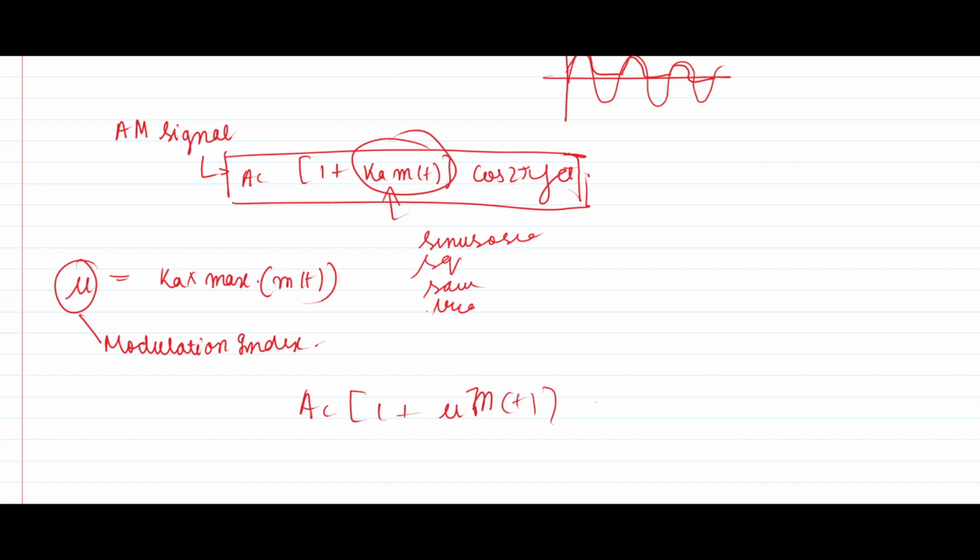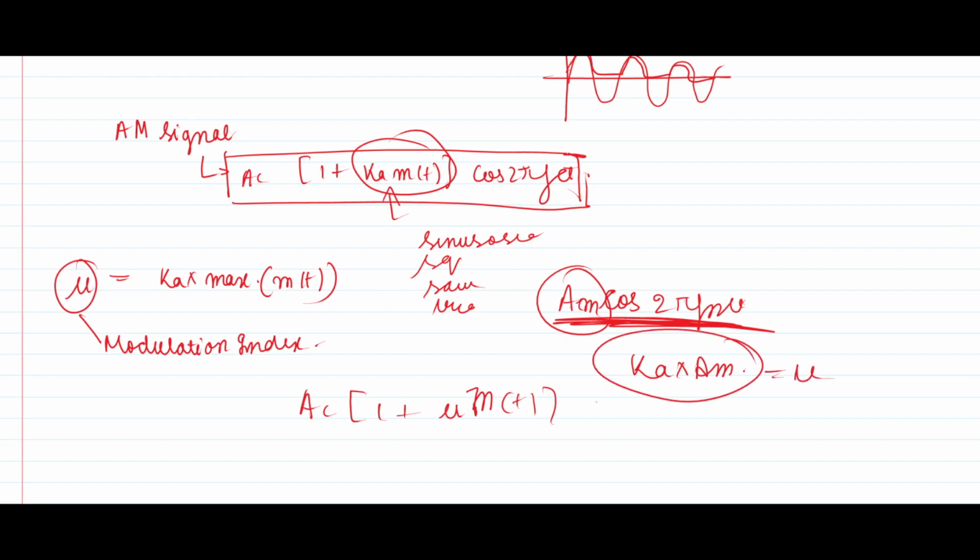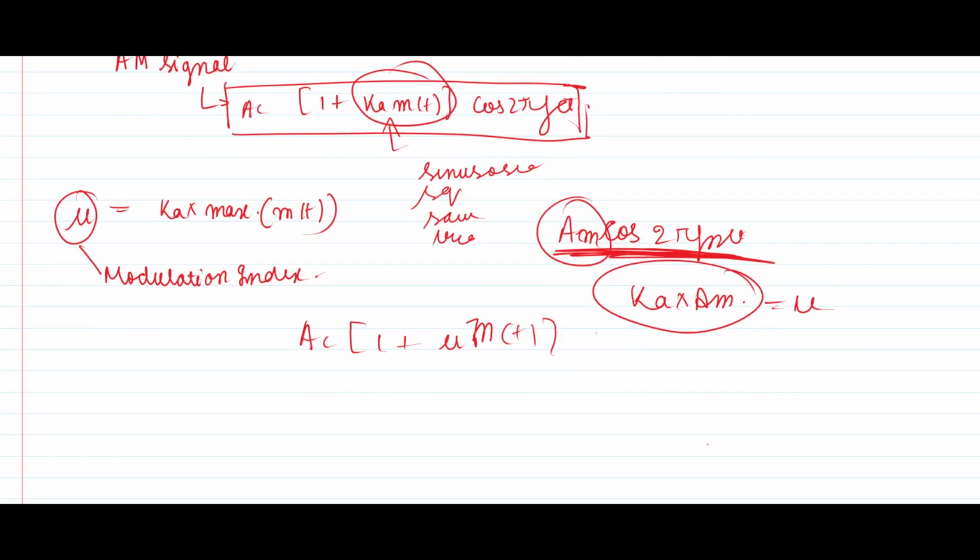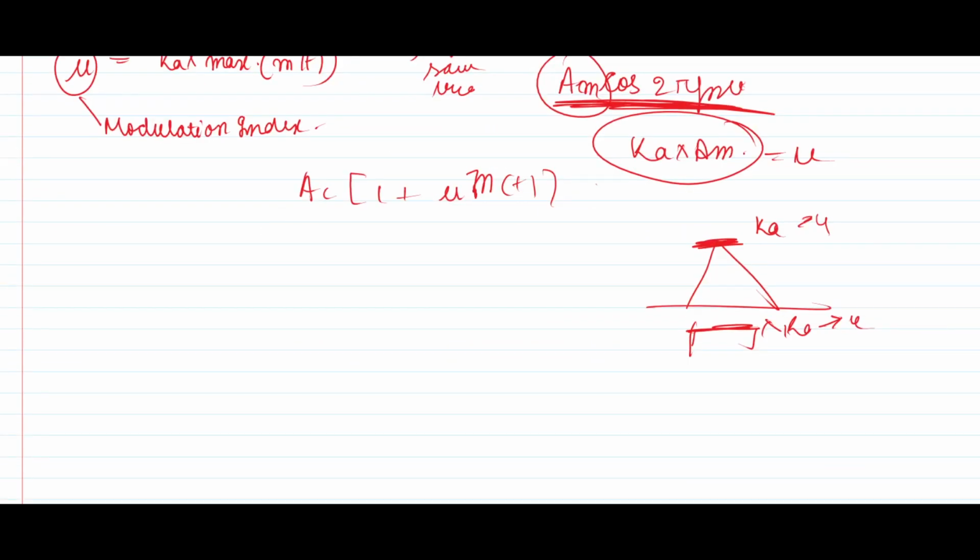So can you tell me what will be the maximum value? If Am cos 2 pi fm t is the message signal, it would be Ka into Am. This is the modulation index. Mu is equal to Ka into Am. Similarly, it can be found if this is a triangular signal: the maximum value will be multiplied by Ka. That would be your modulation index. If this is a square signal, the maximum value will be multiplied by Ka. That would be the modulation index. I hope you are able to understand this.